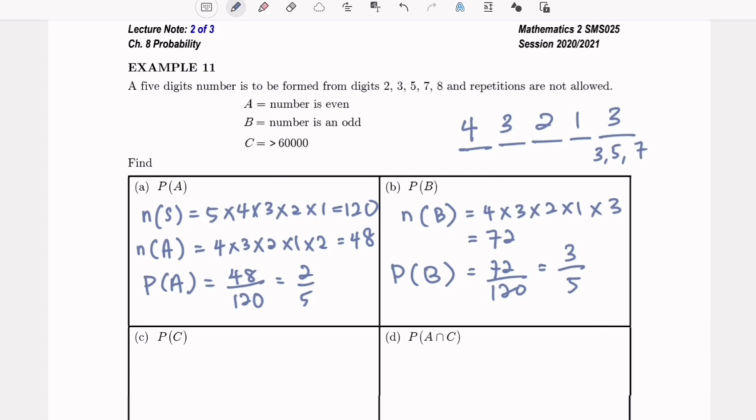Okay. As you can see, the number is going to be either odd or even. So you can see that PA and PB add up to 1. 2 over 5 plus 3 over 5 is equal to 1.